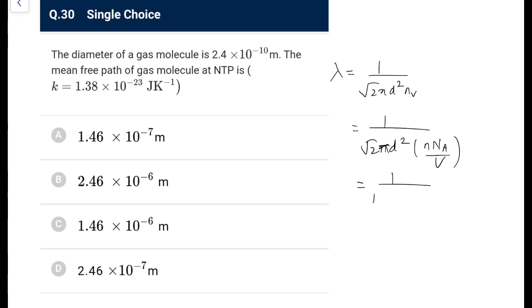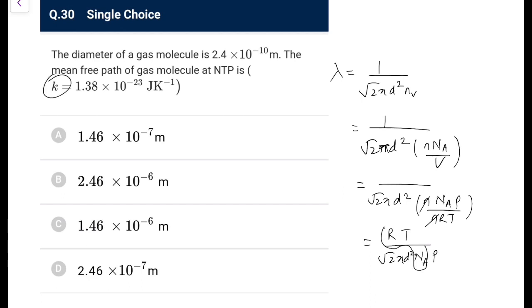Volume is nRT by P, so it is 1 upon root 2 pi d square n N_A, and V I can write as nRT by P, with P going below in the denominator. So the n cancels, and what we are left with is RT upon root 2 pi d square N_A into P. But here the value of k is given, and you know R upon N_A is the Boltzmann constant, so it becomes kT upon root 2 pi d square into P.